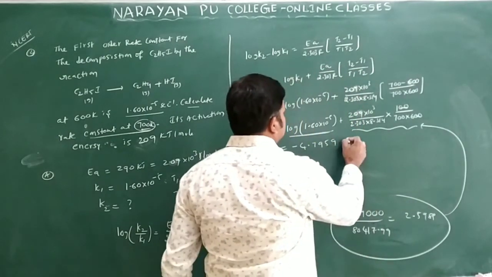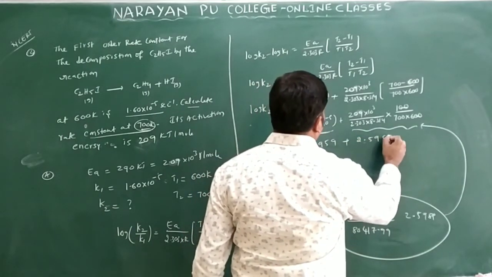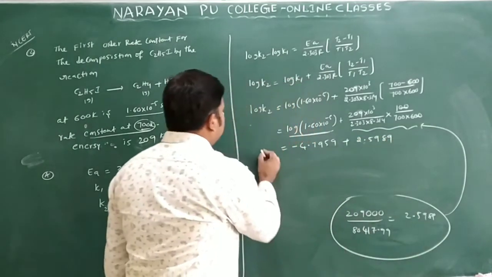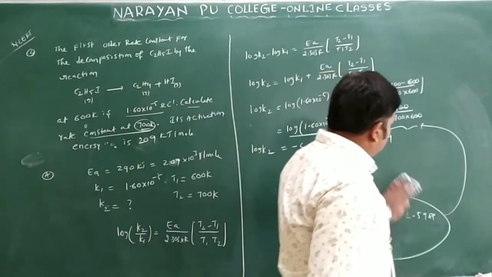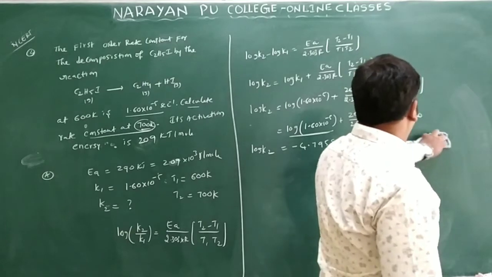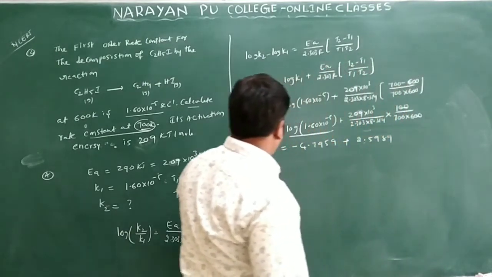Minus 4.7959 plus what is the value we have? This is 2.5989. This is the log K2 value we have. Now, what value do we get, negative or positive? You will get a negative value only.